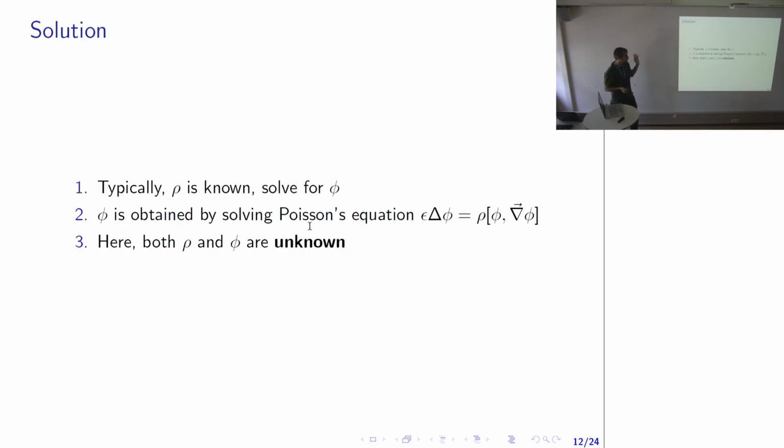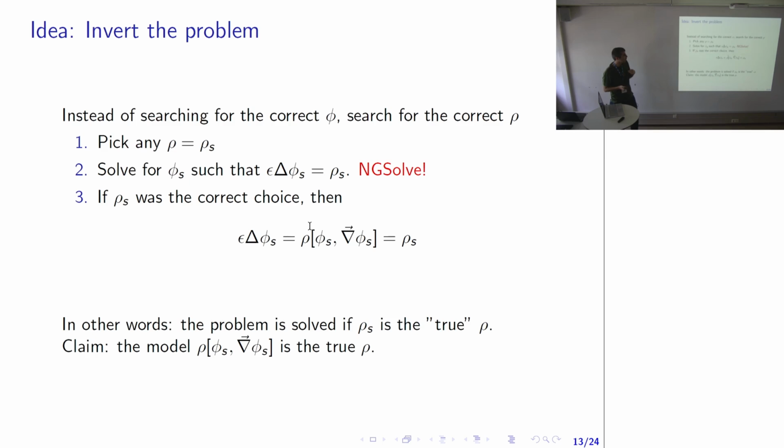So as I said, you typically solve for phi given a rho, but here both are unknown. So what do we do? You just restate the problem very basically. You say, okay, pick one rho, maybe the correct rho, maybe the wrong rho, but it doesn't matter. Then you solve for the electric potential. This is NGSolve; NGSolve does this for us. We provide it with a rho, and it gives us the phi back.